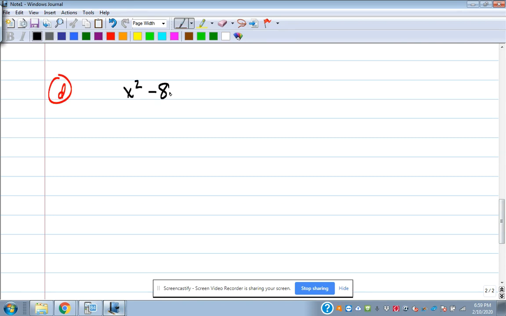Let's do another. X squared minus 8x plus 16 over 8x minus 2x squared. So a little curveball on this one. We're looking at it.